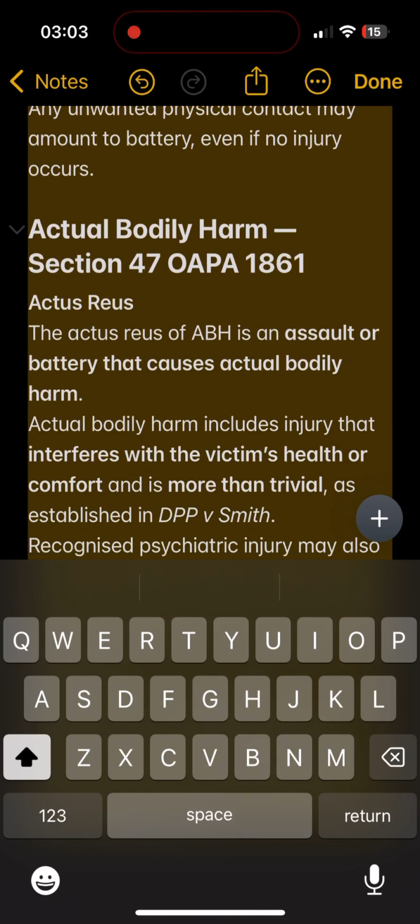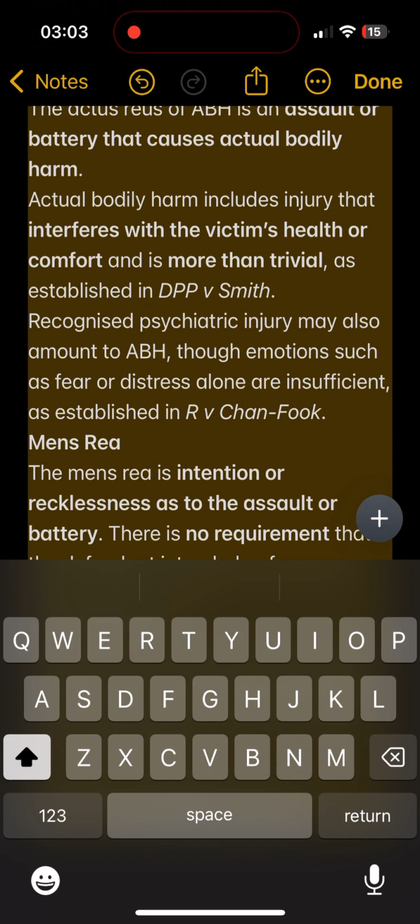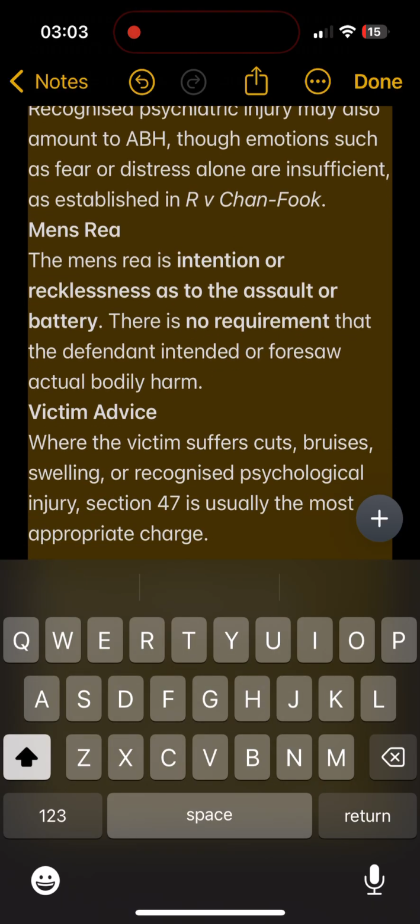Actual bodily harm. Section 47 OAPA 1861. Actus reus. The actus reus of ABH is an assault or battery that causes actual bodily harm. Actual bodily harm includes injury that interferes with the victim's health or comfort and is more than trivial, as established in DPP v Smith. Recognized psychiatric injury may also amount to ABH, though emotions such as fear or distress alone are insufficient, as established in R v Chan-Fook. Mens rea. The mens rea is intentional recklessness as to the assault or battery.